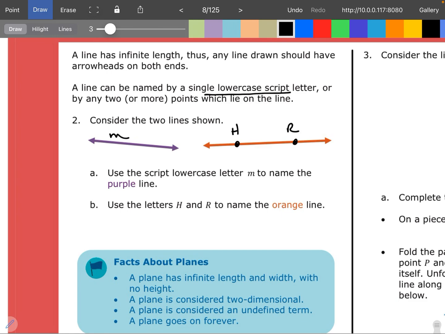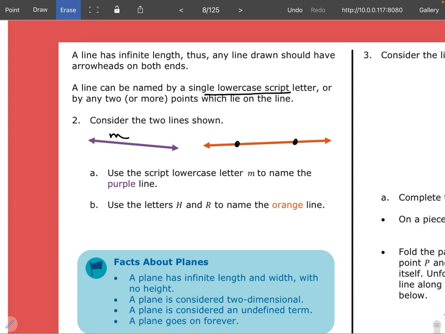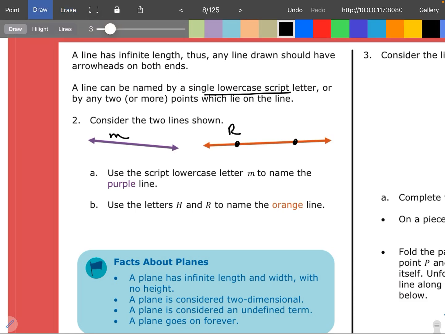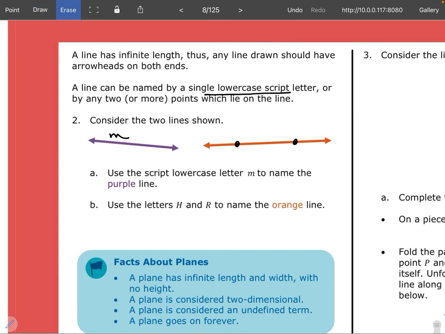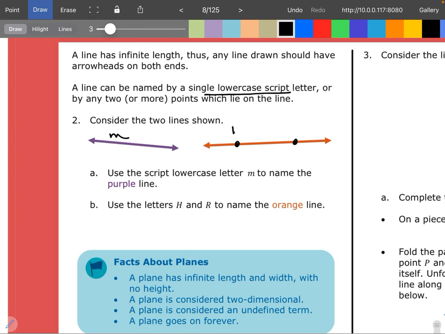Okay, I could even put them closer together, further apart. I could even put the R on this side and the H over there. Okay, it doesn't matter. I'll go ahead and put it back because I do like them the way they're given to me. So H and R.